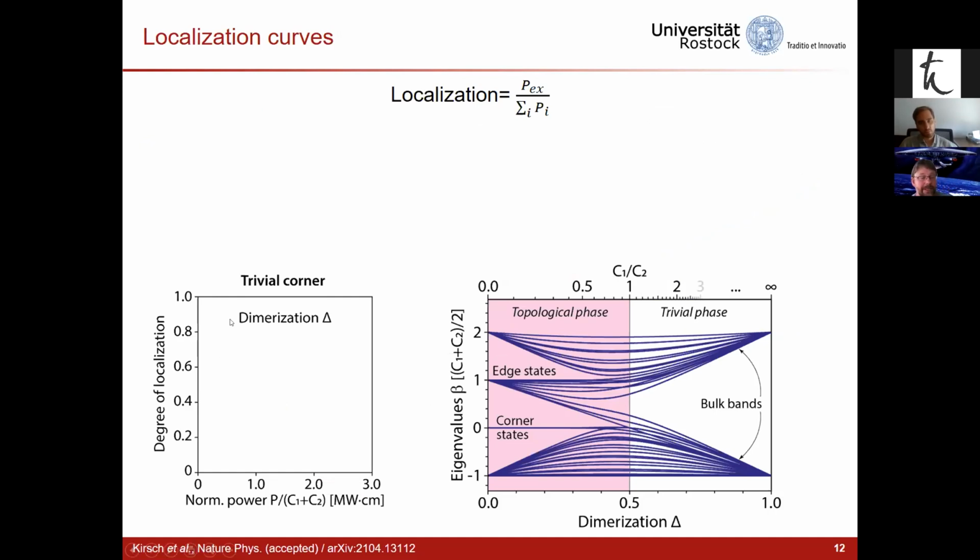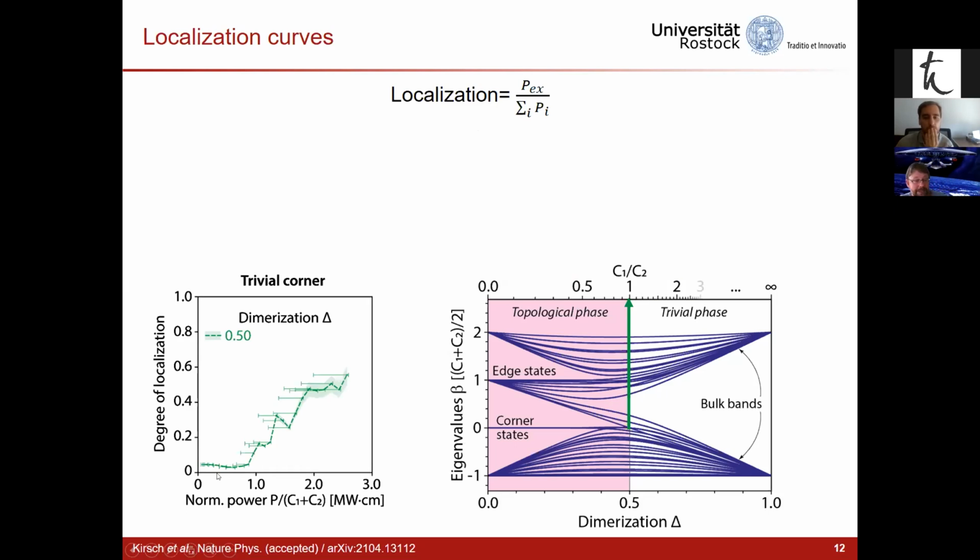So we'll first look at the trivial corner. That means the dimerization is larger or equal to 0.5. And then let's look, we launch light into the waveguide. So the localization is defined like this. I mean, it's just the localization parameter, right? And in the beginning, you have heavy delocalization for low power. Of course, light spreads into the bulk.